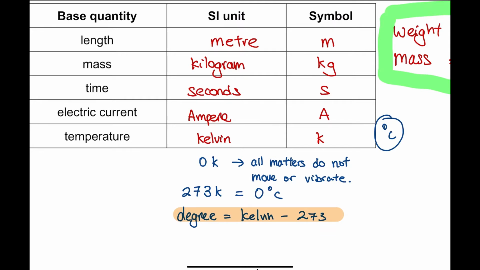How do we link degree Celsius and Kelvin? This is not really needed for you to know as of now, but degree Celsius is equal to Kelvin minus 273. So let's say I have 300 Kelvin. 300 Kelvin means that it is 27 degrees Celsius. That's just a very simple calculation.